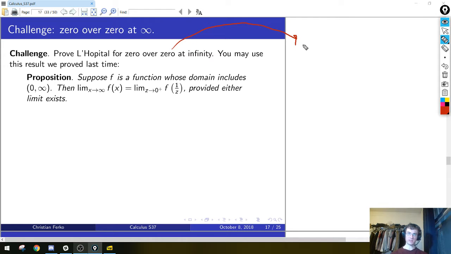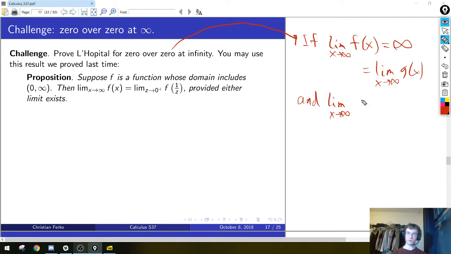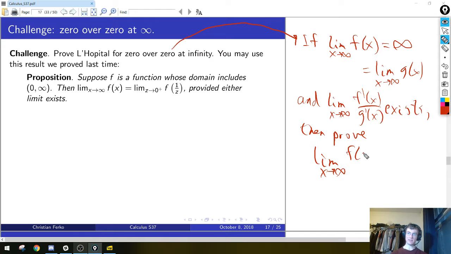So what's the statement? The thing we're trying to prove is that if the limit as x goes to infinity of f of x equals infinity, which is the same as the limit as x goes to infinity of g of x, and the limit of the quotient of their derivatives exists, then we want to prove that the limit as x goes to infinity of f of x over g of x exists, and it happens to be equal to this other limit, f prime over g prime. So that's what we want to prove. What should we do to prove this?